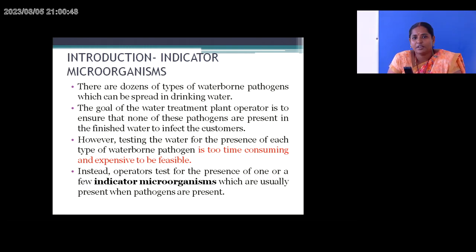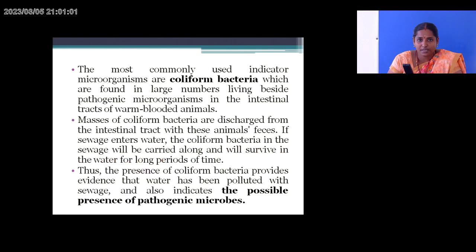Testing for waterborne pathogens directly is too time consuming and expensive to be feasible. So we use indicator microorganisms, the presence of one or a few of which usually signals that pathogens are present. These coliform bacteria, E. coli, Salmonella, and some viruses are present in waterborne contamination.